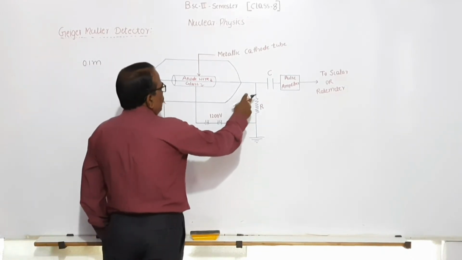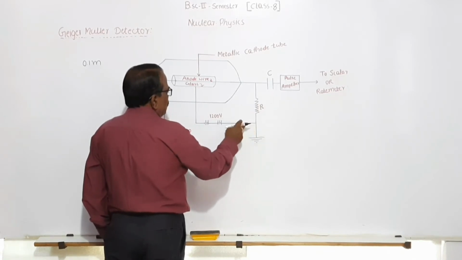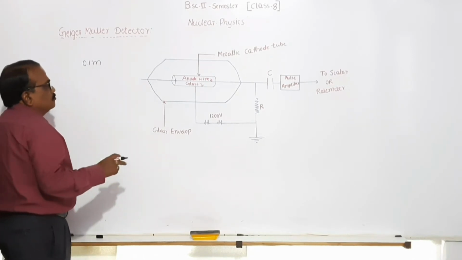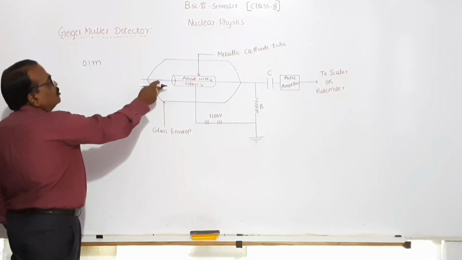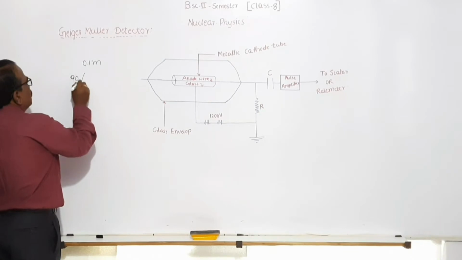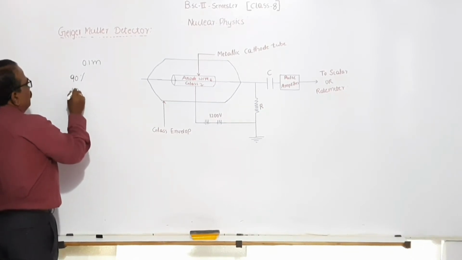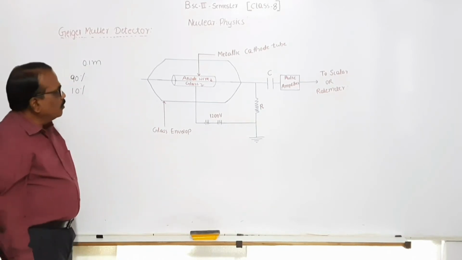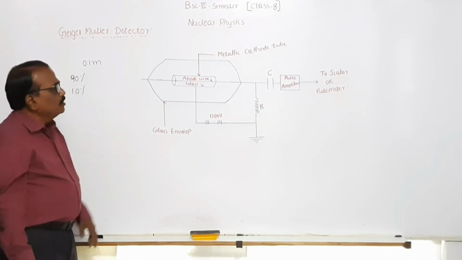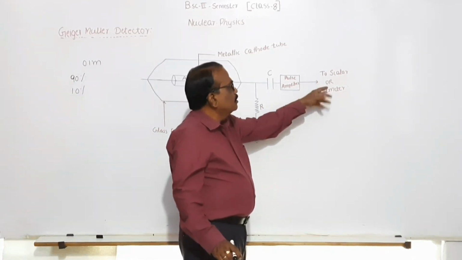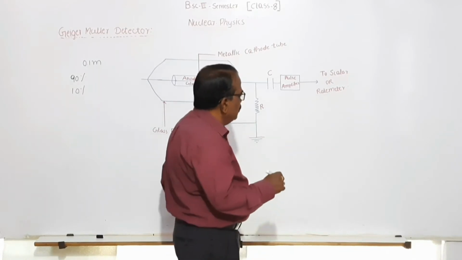Then the high resistance R is connected in series with the battery. This tube is filled with 90% of argon and 10% of ethyl alcohol. So this gas is filled with 90% of argon and 10% of ethyl alcohol. Then it is connected to the detector or scalar or radiometer.